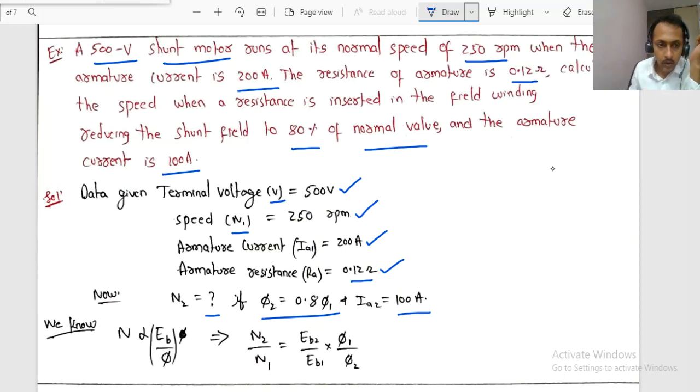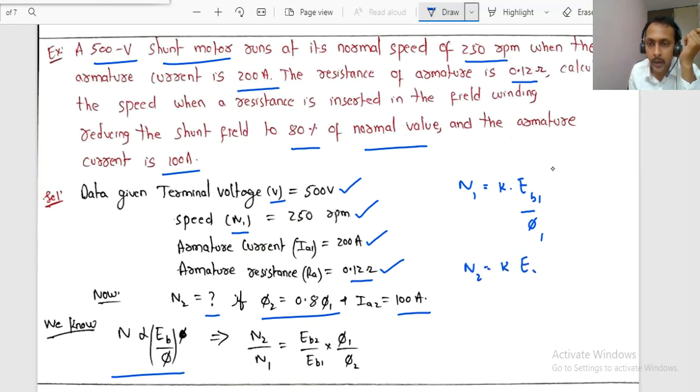100 amps. If you observe, N is directly proportional to EB by Phi. N2 by N1 equals EB2 by EB1 into Phi1 by Phi2, right? How will you get that? Simple. For example, N1 will be equal to some constant K times EB1 by Phi1. Similarly, for some other values, N2, the proportionality constant if removed, is EB2 by Phi2. What he has done is simply taken N2 by N1. So obviously EB2 by EB1 into Phi1 by Phi2. Clear?